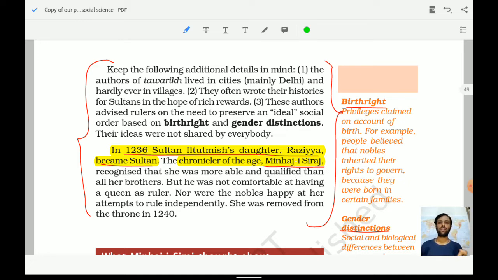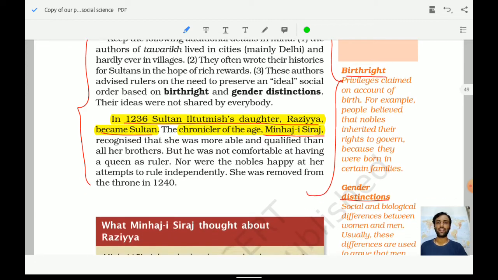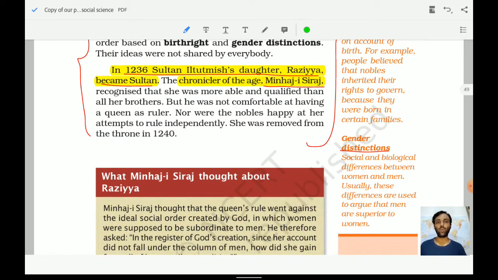So understand these basic terminology of birthright and gender distinctions. In 1236, Sultan Iltutmish's daughter Razia became Sultan. The chronicler of that age, Minhaj-e-Siraj, recognized that she was more able and qualified. Though Minhaj-e-Siraj appreciated that she was more qualified than all her brothers, he was not comfortable with having a queen as a ruler.